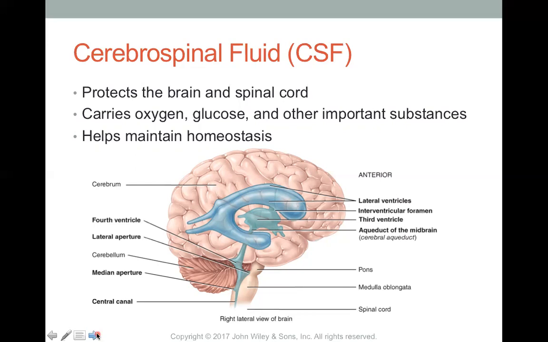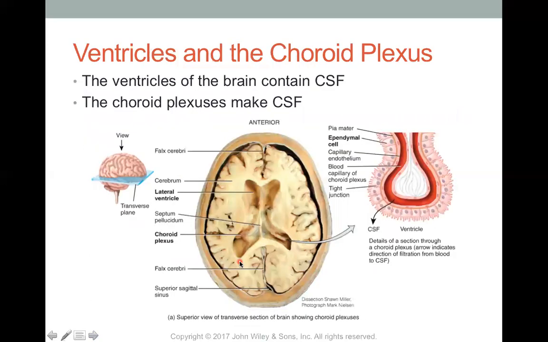So we have four cerebrospinal fluid-filled cavities within the brain, and those are called ventricles. Here you can see the fourth ventricle, the lateral ventricles, and the third ventricle. So altogether four, because you have a lateral ventricle on each side, and then you have the third ventricle, and finally the fourth ventricle. These ventricles contain the actual cerebrospinal fluid. This cerebrospinal fluid is made in the choroid plexus.